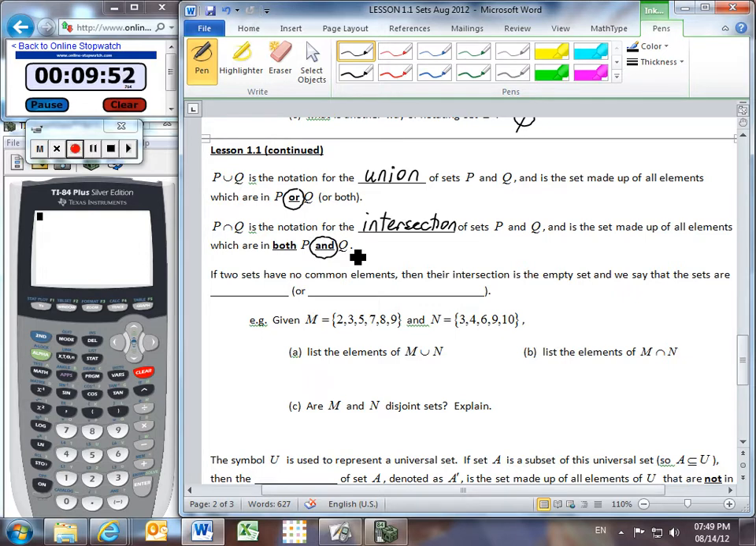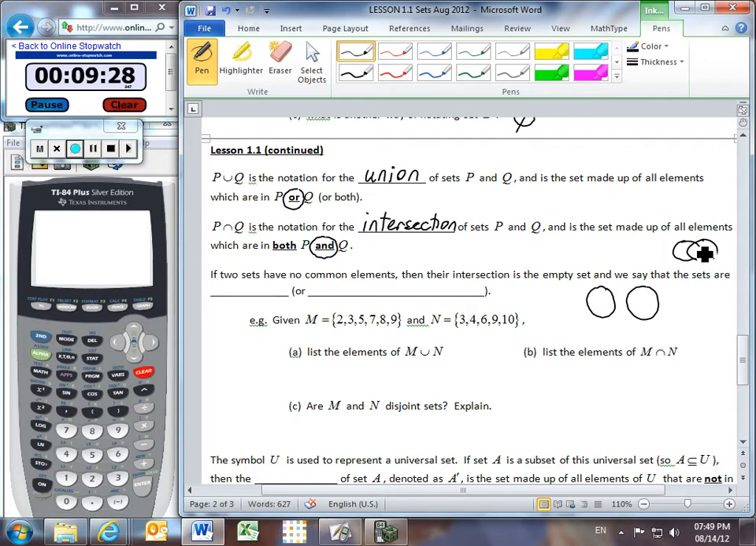Now, if two sets have no common elements whatsoever, then their intersection is the empty set. Let me draw this for you. Imagine that we've got a set over here, and then we've got another set over here. You'll notice that they are not overlapping because there's nothing which belongs to both of them, like there might have been if they were overlapping.